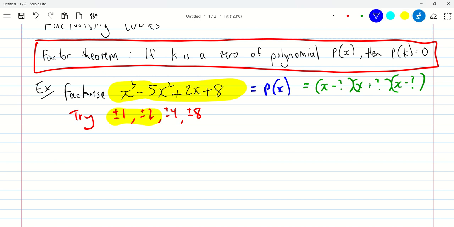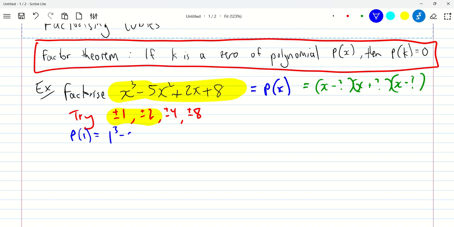And let's now show you how that works. So let's try number 1 first. Let's put 1 in there, and what we're hoping for is to get 0. If we do, we've found a 0. So P(1), let's substitute 1 in there. So that's 1. So I'll do the first one long.